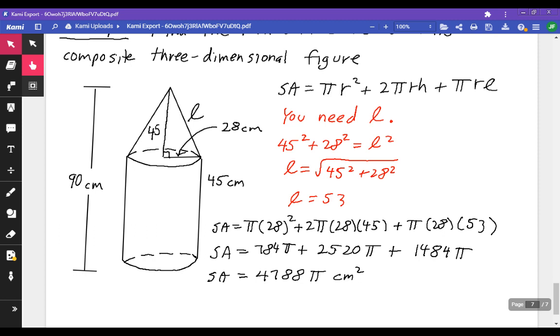And then we followed all that up with some examples, including the last one where we had a composite three-dimensional figure. All right, so let's get some practice with some of these areas.